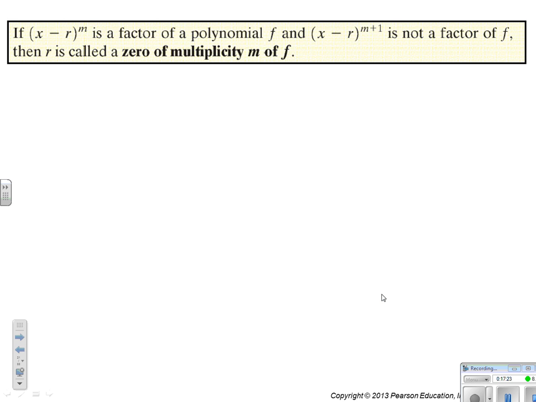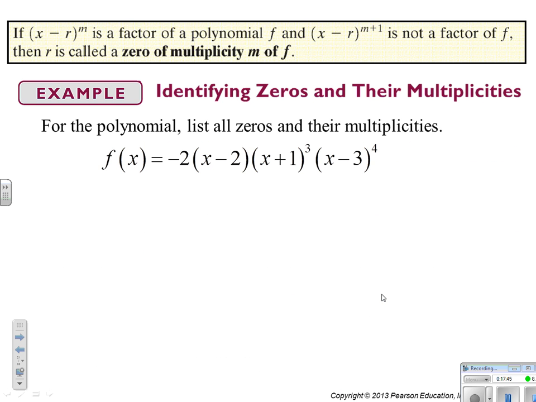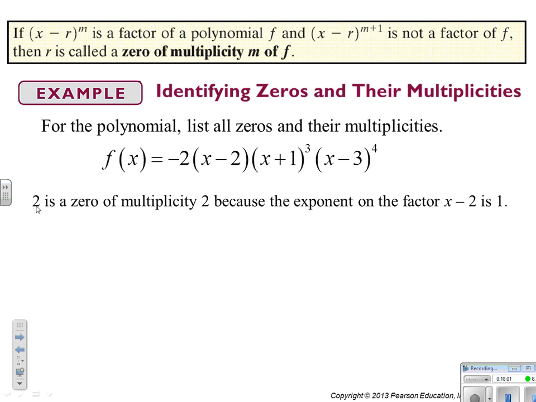If x minus r to the m is a factor of the polynomial f, and x minus r to the m plus 1 is not a factor of f, then r is called a 0 of multiplicity m of f. Okay, that's mathy talk, so let's see what that really looks like. For the polynomial, list all the zeros and their multiplicities. So you see how sometimes if we have a higher power than 1, it indicates a multiplicity.